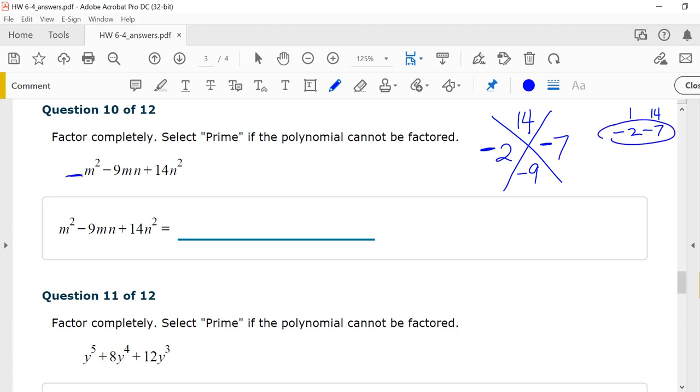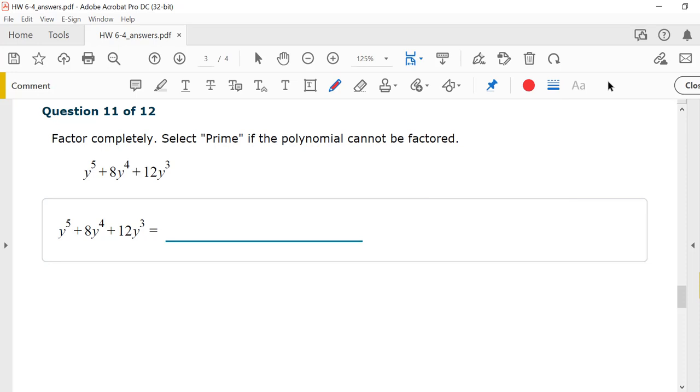Okay, since the leading coefficient is a 1, I've got my factors. m minus 2, m minus 7. Since we have the n squared, don't forget to put the n's in the factors. m minus 2n times m minus 7n.